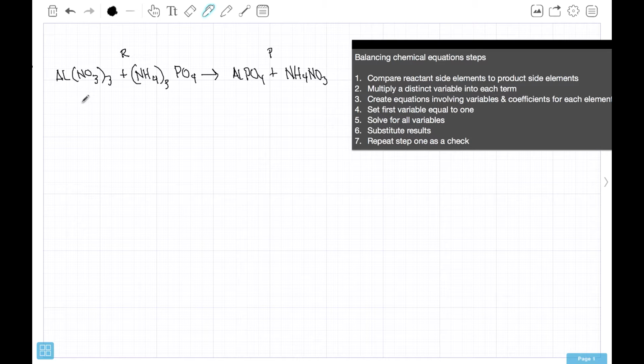So here's part 5 of my balancing chemical equations using the algebraic method. Step 1 says compare reactant side elements to product side elements. So I'm going to list everything I have: aluminum, nitrogen, oxygen, hydrogen, and phosphorus. Same thing on the other side.